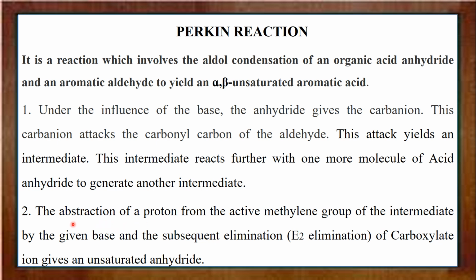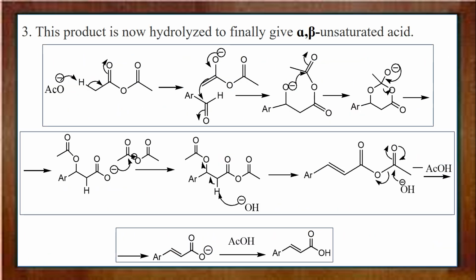In the second step, an E2 elimination reaction takes place. A hydroxide base is used for removal of a proton from the active methylene group, and that is followed by elimination of a carboxylate ion to generate an unsaturated anhydride. The resulting anhydride product is finally hydrolyzed to generate an alpha beta unsaturated acid. So we shall once again discuss the mechanism in detail.